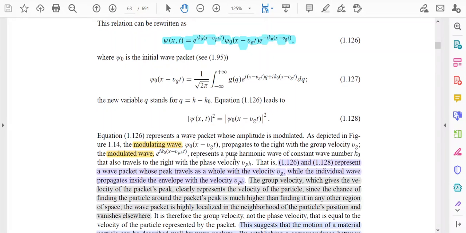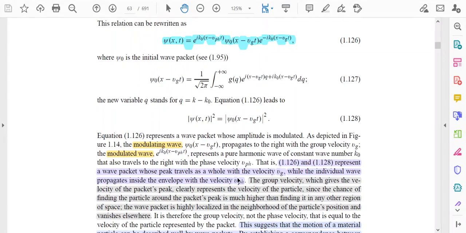Actually equation 1.126 can be plotted in this way, that there is a modulating wave. There are two types of wave. One is the modulating wave, that is psi 0 x minus vgt, that is propagating to the right with the group velocity vg, and there is also a modulated wave, that is e to the power i k0 (x minus vph t), that represents a pure harmonic wave of constant wave number k0 that also travels to the right with the phase velocity vph. That is equation 1.126, and equation 1.128 represents a wave packet whose peak travels as a whole with the velocity vg, while the individual waves propagate inside the envelope with the velocity vph.